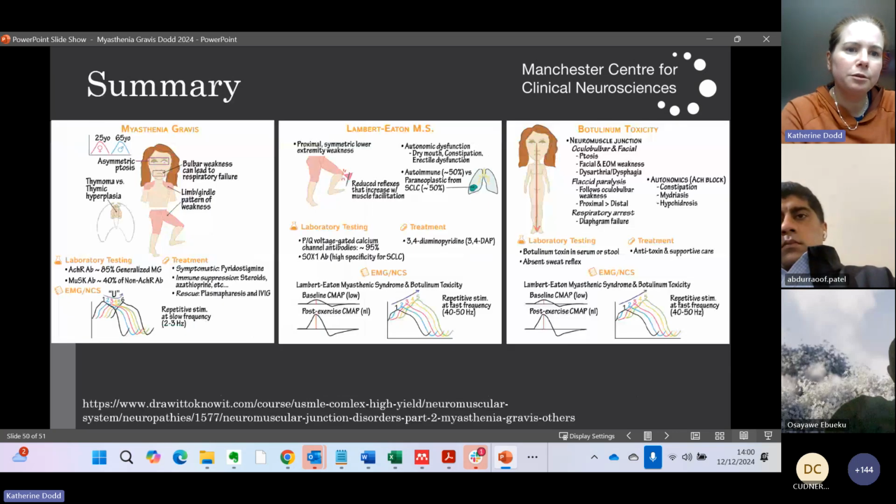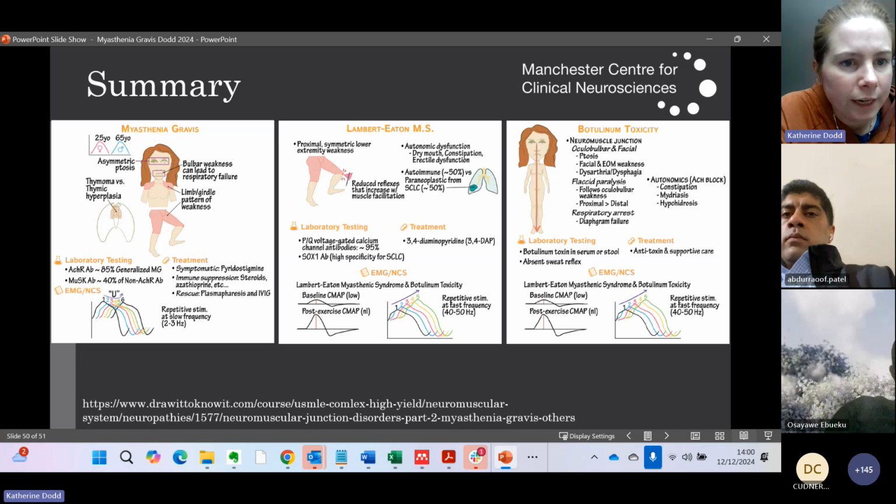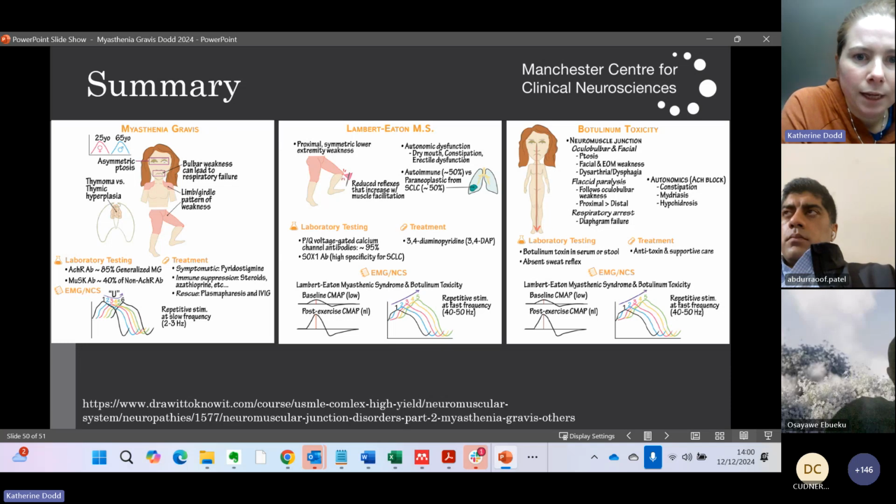Right, so summary. Myasthenia, you get a peak in females at about 25, peak in males about 65, comes from pathology in the thymus, get bulbar weakness, which can lead to respiratory failure, limb girdle pattern of weakness, asymmetrical ptosis, treat it with pyridostigmine, then maybe steroids, then maybe azathioprine, rescue treatment with Plex or IVIG, and nerve conduction studies show a decrement. 85% are AChR. The second most common is MuSK.